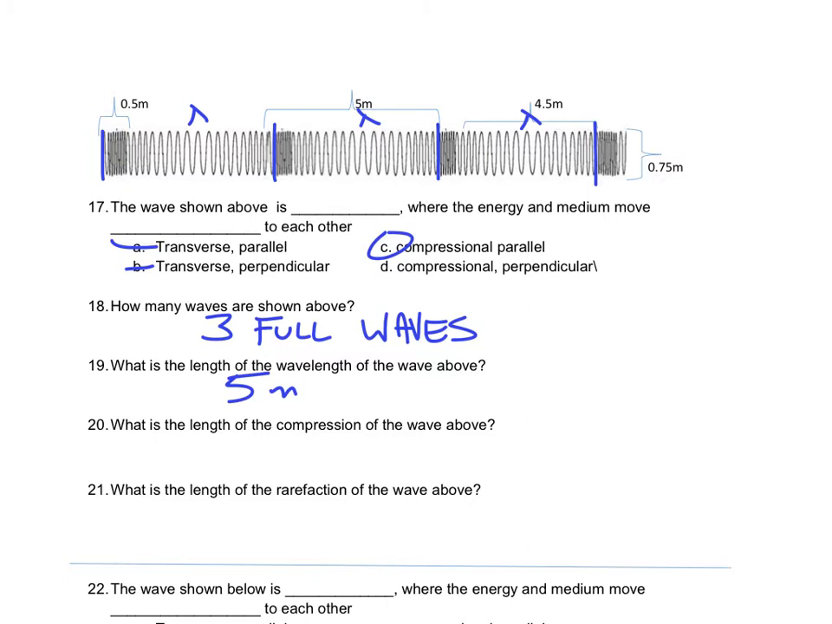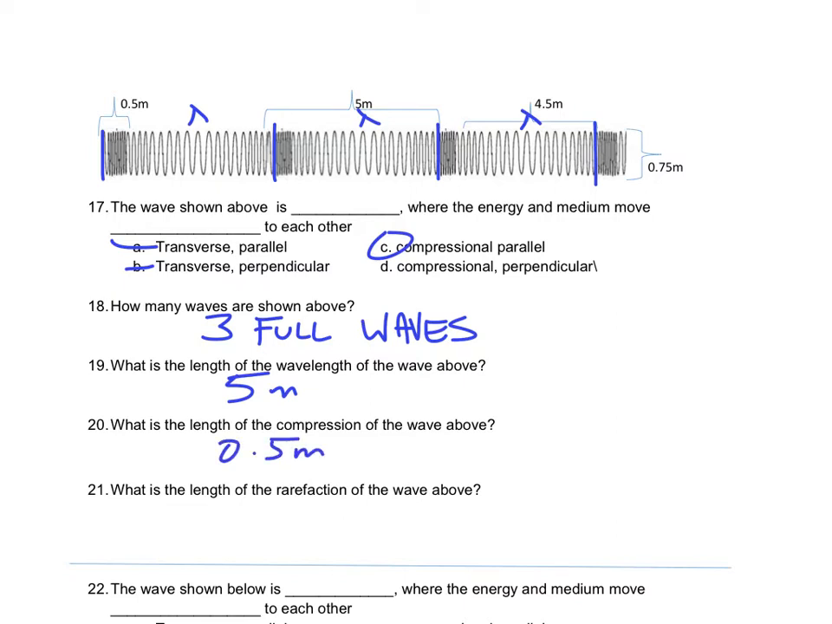What is the length of the compression? So the high dense areas of my longitudinal wave. The more dense this is, the greater the amplitude, the greater the sound may be. This shows me a length of 0.5 meters.